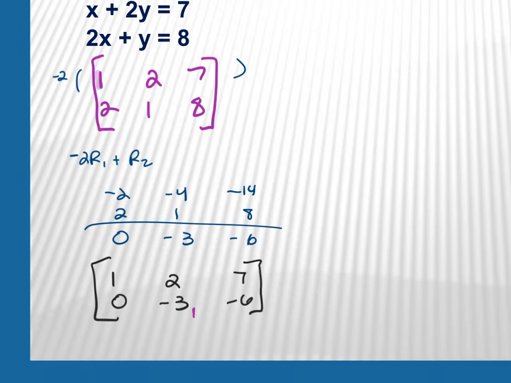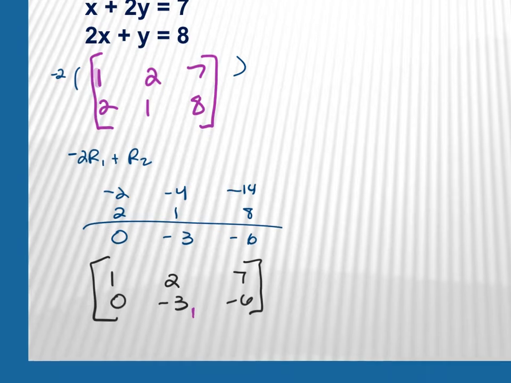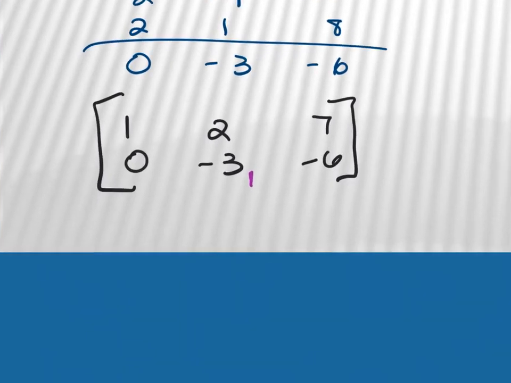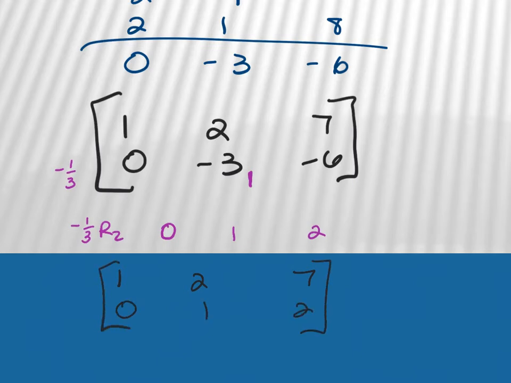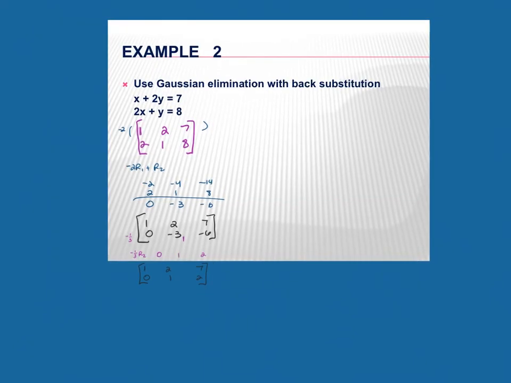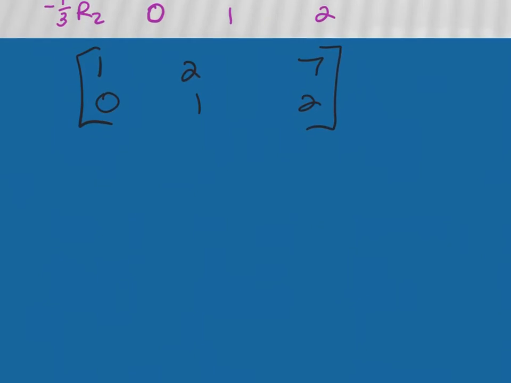When you get to the point that the only thing you need left is the 1, what are you going to multiply by? How could I make -3 become +1? The reciprocal, right? So I'm going to multiply by -1/3. So -1/3 times R2, and I get 0, 1, and 2. That's going to replace row 2. And because it said Gaussian elimination with back substitution, I stop there as far as the matrix goes.